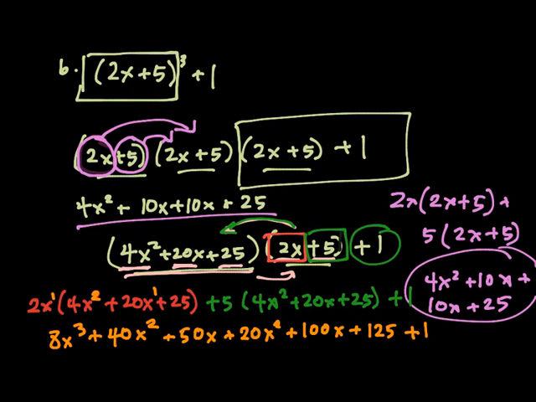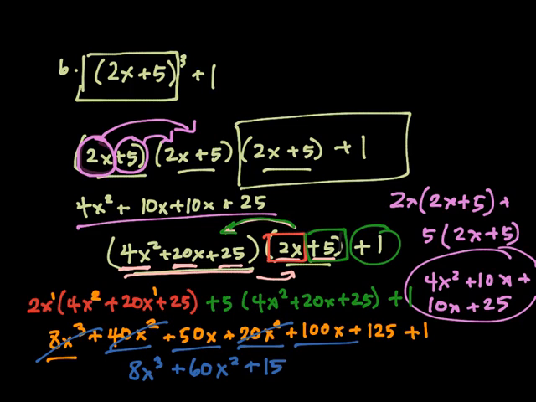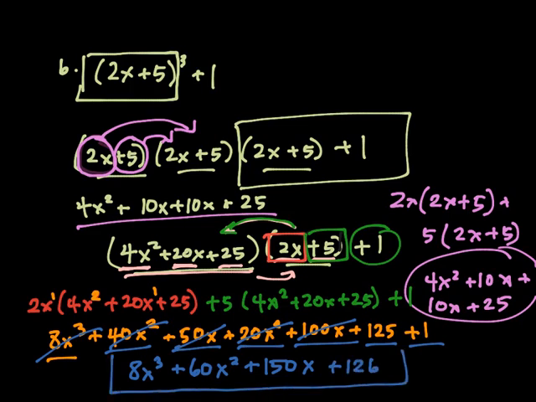Now, let's go ahead and combine like terms. So we have 8x to the third. Okay, so I'm just going to rewrite that. And then we have a 40x to the second and a plus 20x to the second, so that's plus 60x to the second. And then we have a plus 50x plus 100x, so that's 150x. And then we have a 125 and a 1, so that's 126. And this, guys, right here is my final answer.